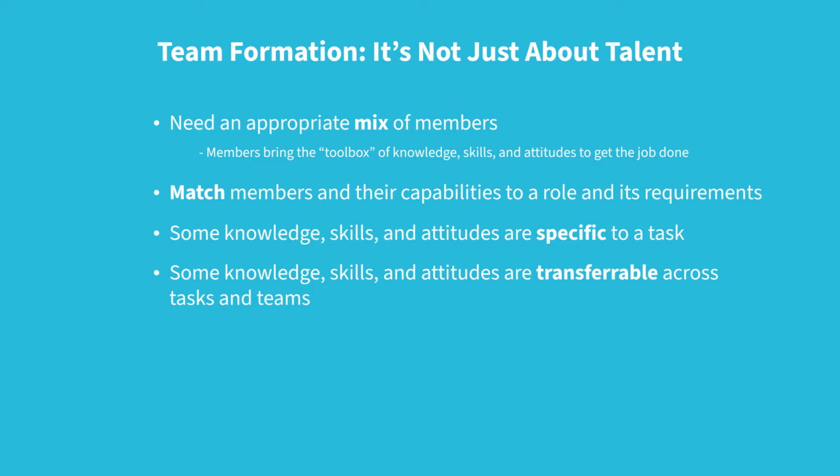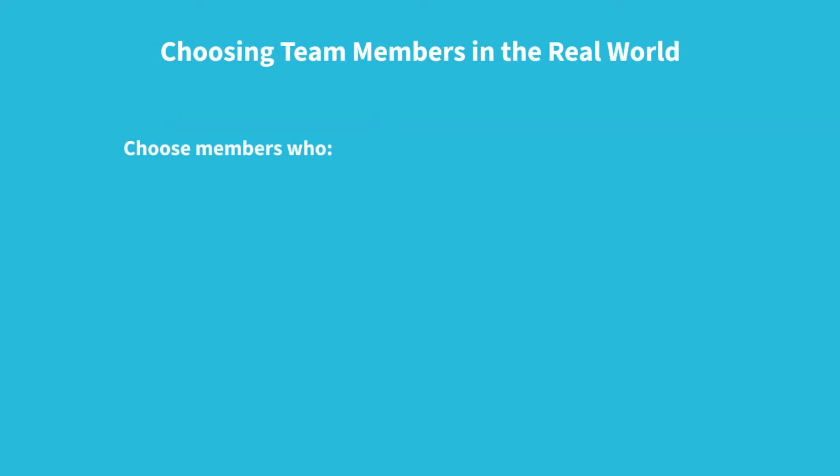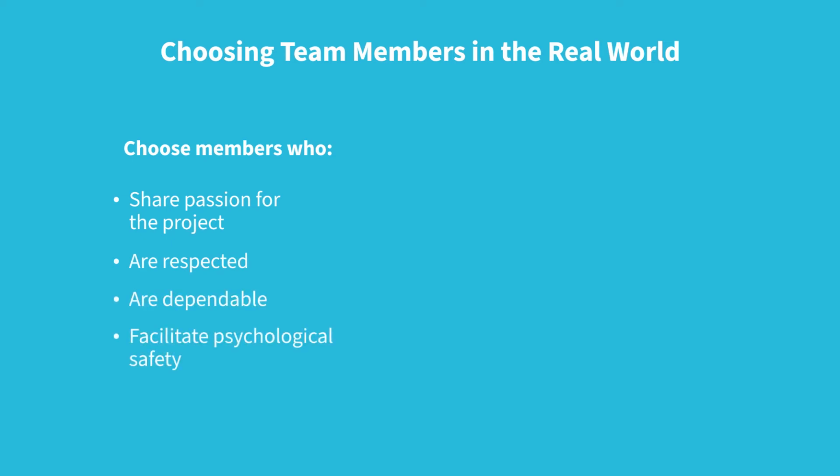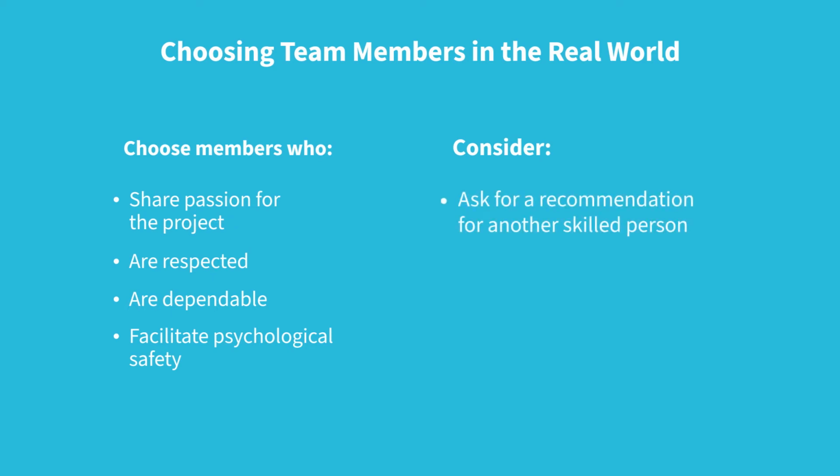Let's discuss some concrete strategies for choosing team members. In general, effective team members share passion for the project, are respected members of your organization, are dependable, and contribute to psychological safety. Realistically, you may have to adjust your expectations for who you'd like to have on the team. If the person you want on your team is unavailable, ask them to recommend someone who has the same skill.